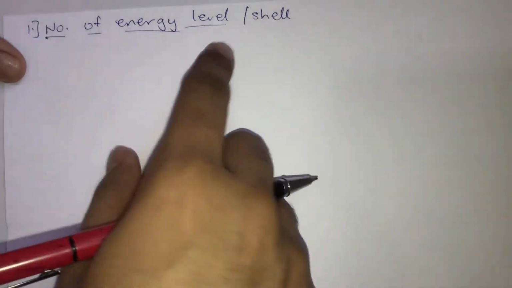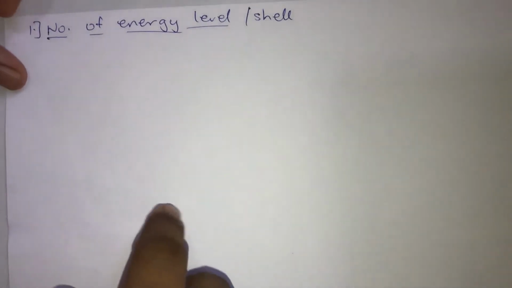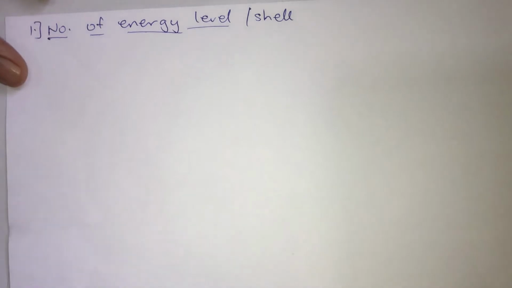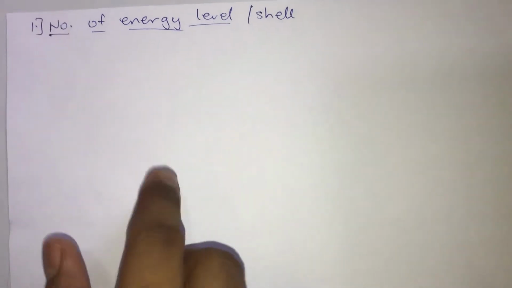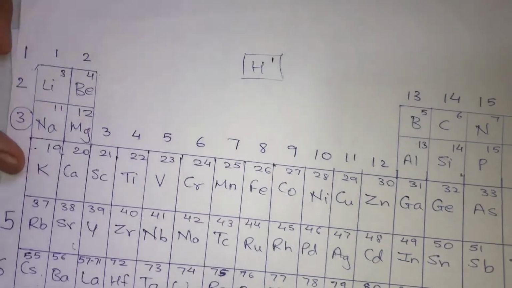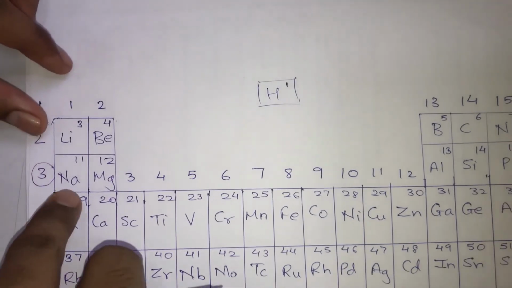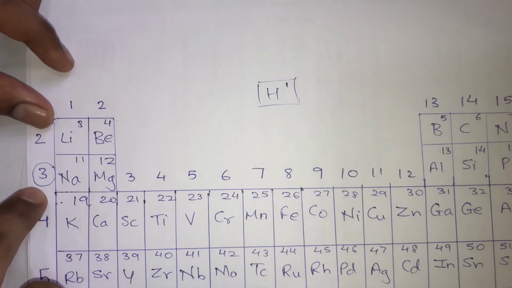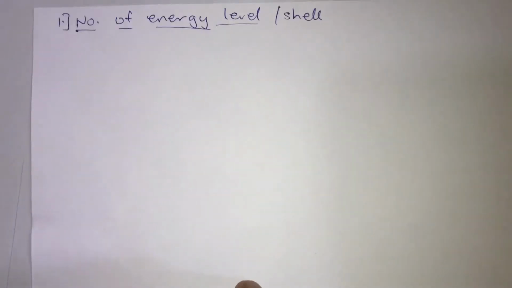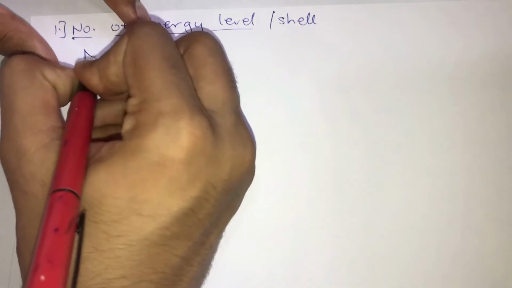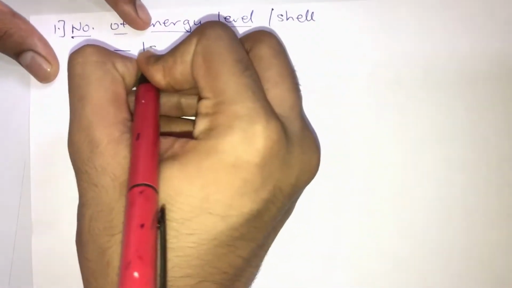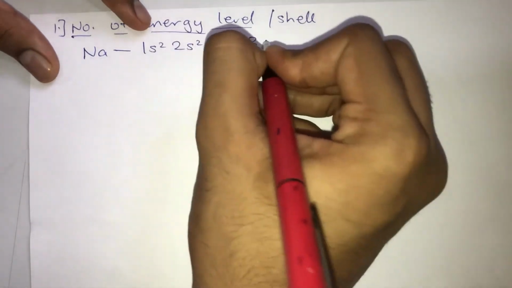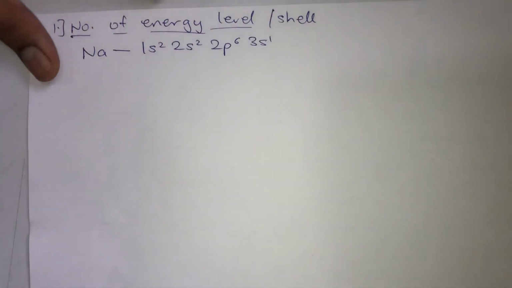Now, this energy level is also called a shell. So let us understand how this factor is going to affect the properties of the elements. For that, I am going to consider a sodium atom which is present in the third period. As we all know, the electronic configuration for sodium is 1s2, 2s2, 2p6 and 3s1.